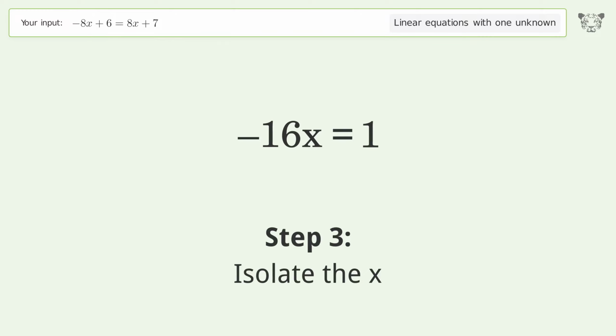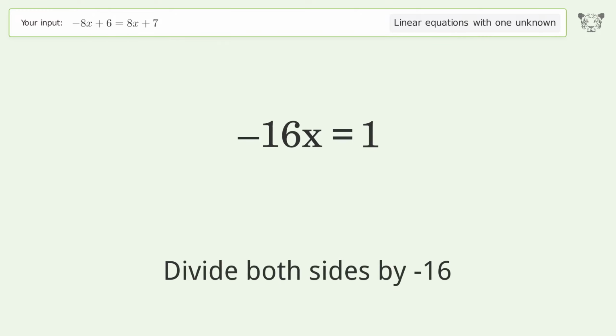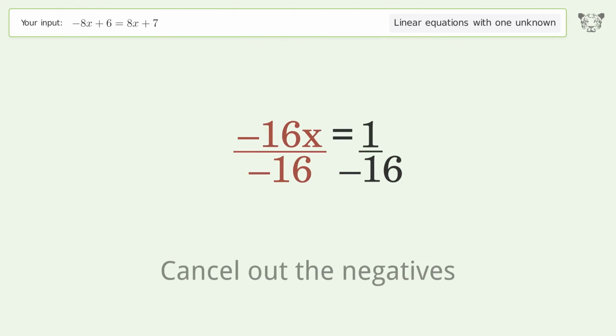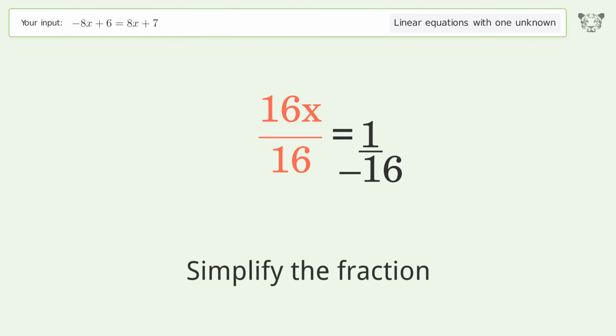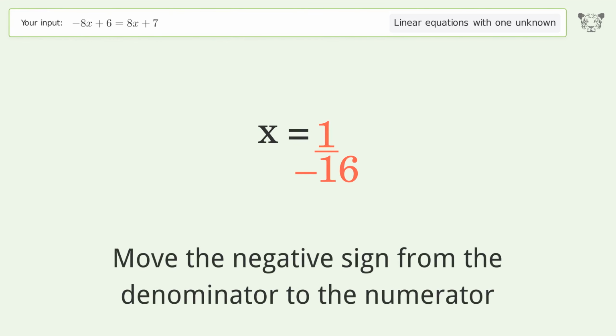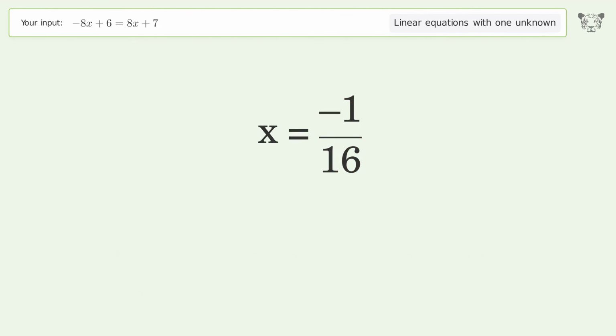Isolate the x. Divide both sides by -16. Cancel out the negatives. Simplify the fraction. Move the negative sign from the denominator to the numerator. And so the final result is x equals -1/16.